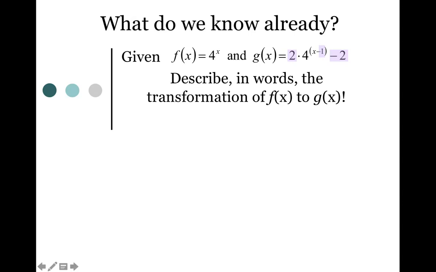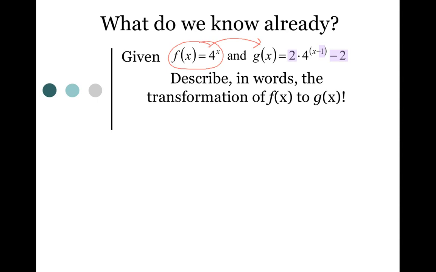So this first one, given f of x equals 4 to the power of x. That's our parent function. I want you to think about what transformations are happening to go from f of x to g of x. There's a few things highlighted: this 2, this 1, and this -2. So there's actually 3 things.